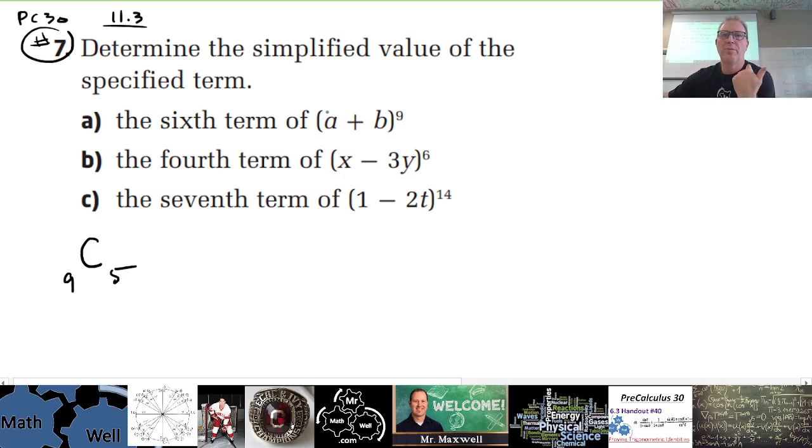The first term will be a to the 9. Then we've got a to the 8, 7, 6, 5, a to the 4, because that's the 6th term. Everybody getting that? B, okay, so that's going to be b to the 0 for the first term. 0, 1, 2, 3, 4, 5. So b to the 5.